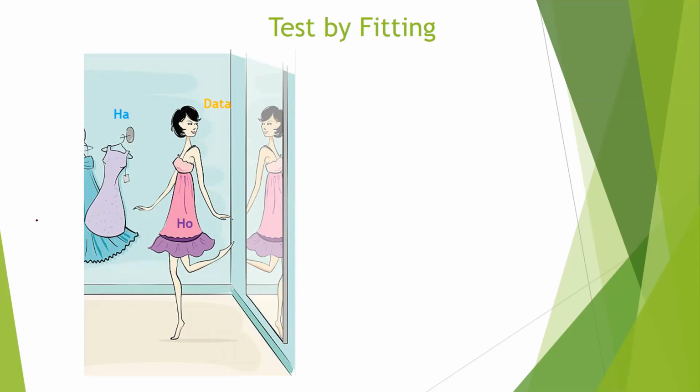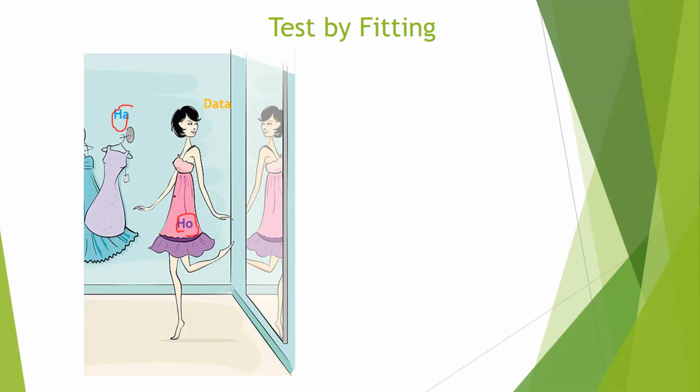So you have to select one dress from these two, but you really do not have time to try both dresses. So then you're going to pick one and put it as the null hypothesis, and the other one is the alternative hypothesis. So you just try on the null hypothesis, the first dress.